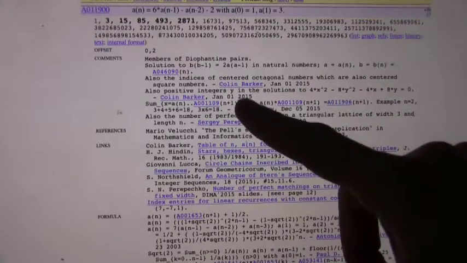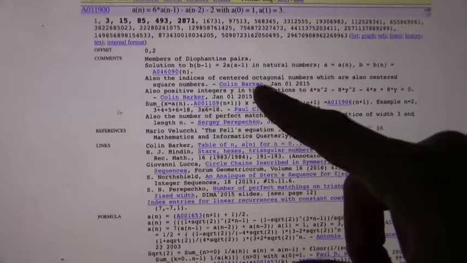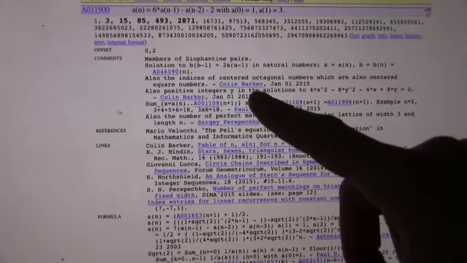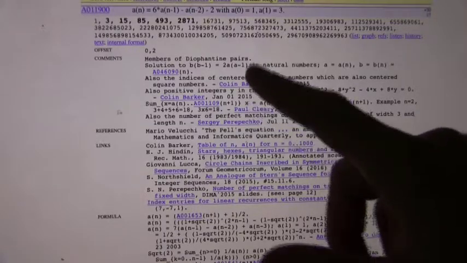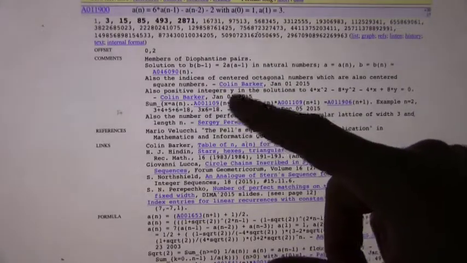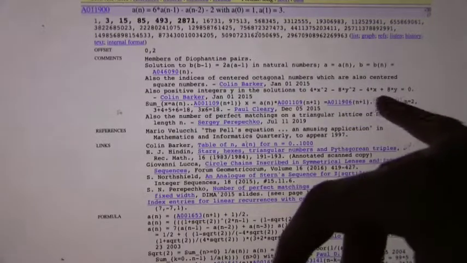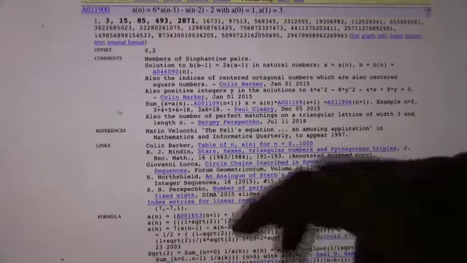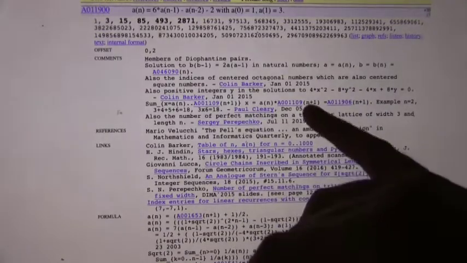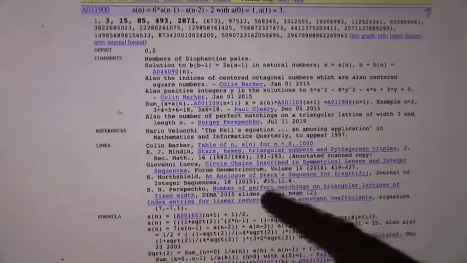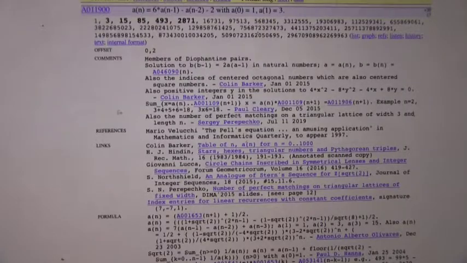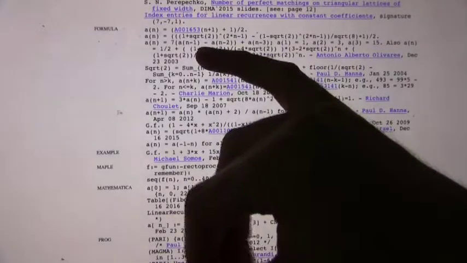Then it describes some other things that people have found about this sequence. I'll skip down to the third one. Also, positive integers y in the solutions to 4x squared minus 8y squared minus 4x plus 8y equals 0. This is another one. And one thing I wanted to show you, which was actually what I thought was pretty interesting, was there's another formula for it down here.